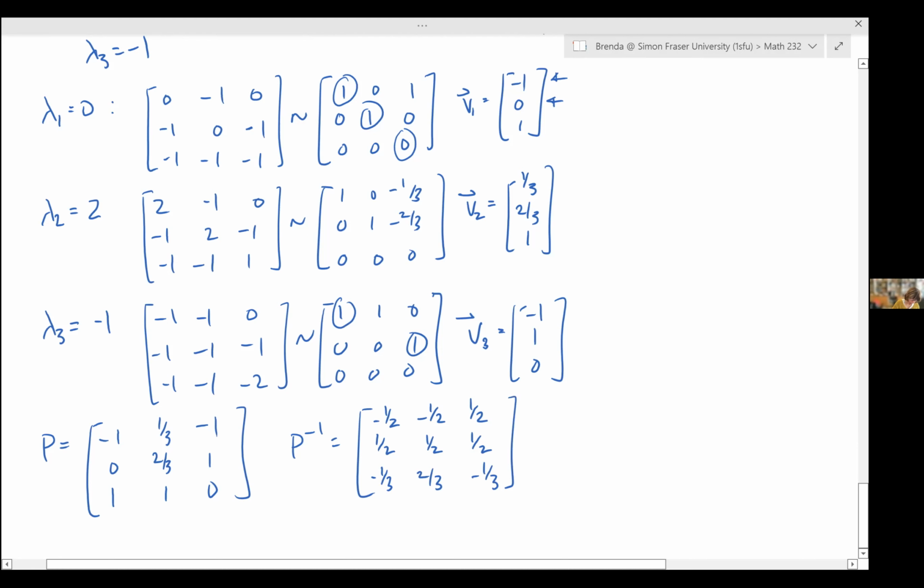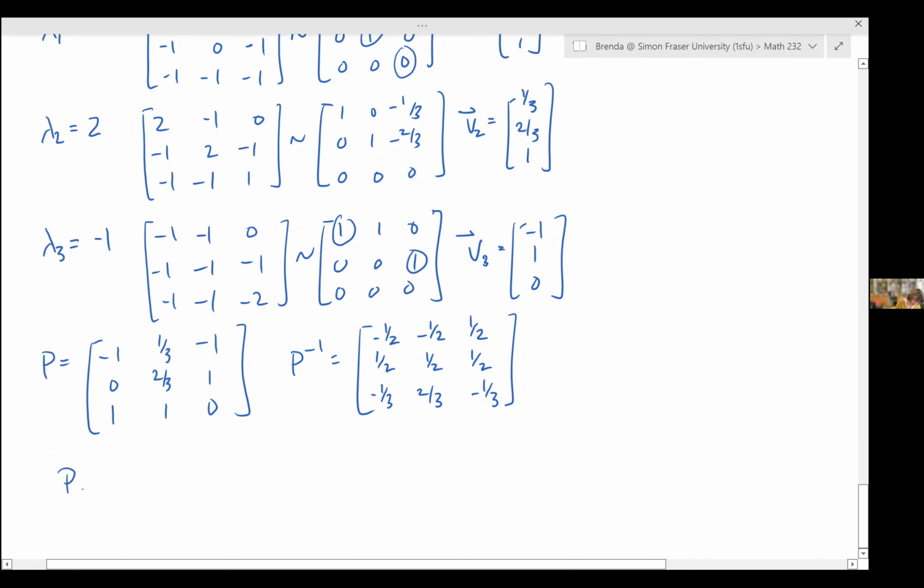Now we can compute P inverse AP, but actually in some ways that's going to be D. We know it's going to be a diagonal matrix if we haven't made a mistake. So we definitely should check. Meanwhile, though, I can write out what this D is going to be. It's going to be 0, 0, 0, 0, 2, 0. I know it's diagonal, 0, 0, minus 1.